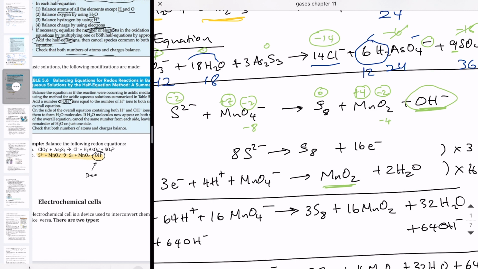So you never have to worry about not including something like an OH or an H plus or water, because those are part of your balancing steps. Okay, so keep that in mind when you are balancing a redox reaction.